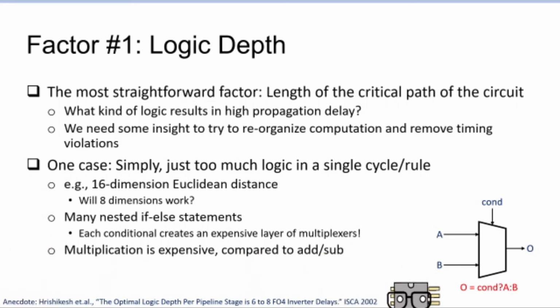One anecdote here: for FPGAs, the problem is not as stringent, but if you look at CPUs, even on the CPU side, because the clock frequency has plateaued recently, it's not as stringent as it says here. But back in 2002, when we were dealing with single core and pushing clock frequencies to be faster and faster, the optimal logic depth per pipeline stage was supposed to be 6 to 8 inverters. So 6 to 8 inverters is not enough to implement a 32-bit adder.